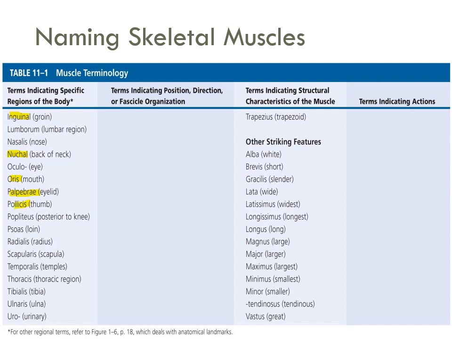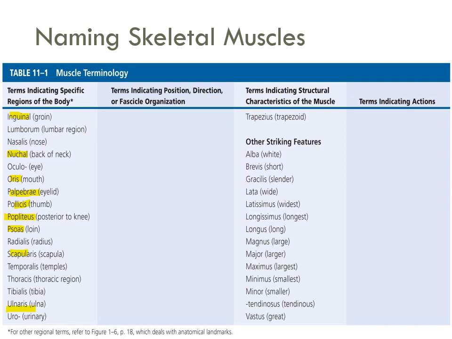Pollicis is the thumb. Popliteus is in the posterior knee. Psoas is in the loin. Radialis is on the radial side of the forearm. Ulnaris would be on the ulnar side, that's down here. Scapularis attaches to the scapula.